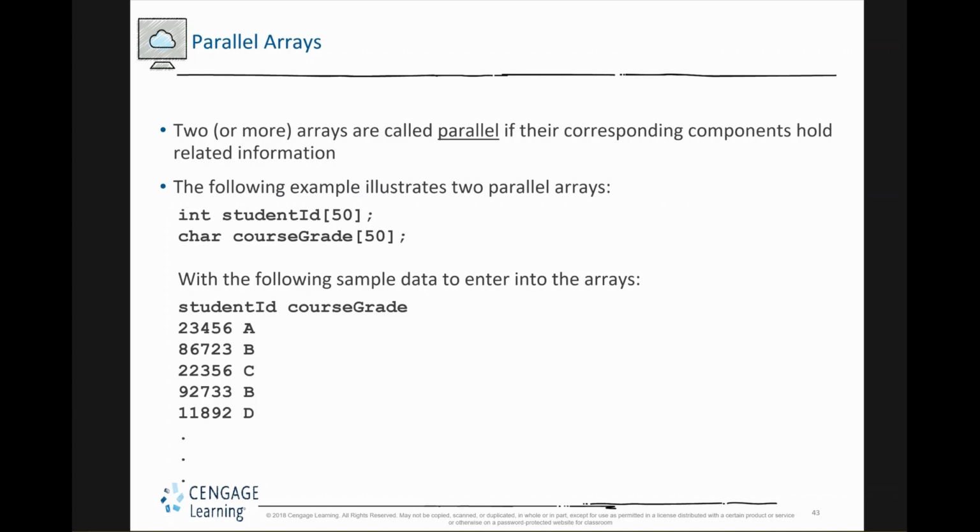So the index number is how we do that. We make sure they both have the same index number. For example, this student ID is index 0, and this letter grade is index 0. This would be index 1, and this would be index 1, 2, 3, and so on. So you make sure each of these index numbers that represent each location in the array are the same.